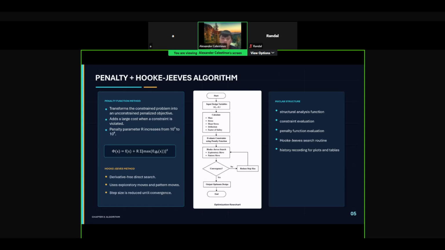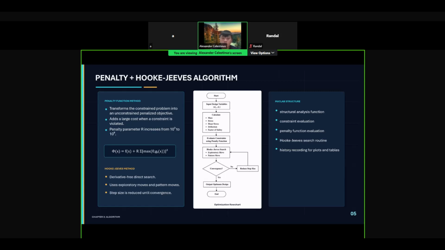The second method is the Hooke-Jeeves direct search method. Unlike gradient-based methods, this algorithm does not require derivatives. Instead, it searches for a better solution using an exploratory move and a pattern move. The step size is gradually reduced until the optimum solution is reached.